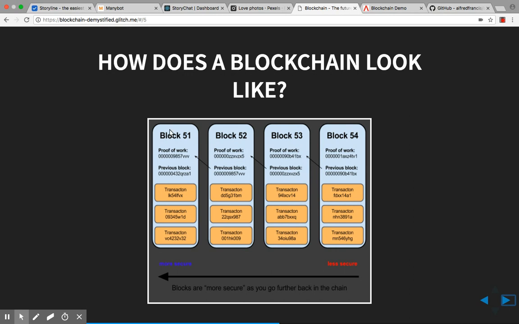As you can see, you have block 51, 52, 53, 54. It's important to look at this proof of work value, and you see how the value under proof of work for 53 is reflected in 54 as well. So that sort of creates a chain. Now you'd ask, what's proof of work?